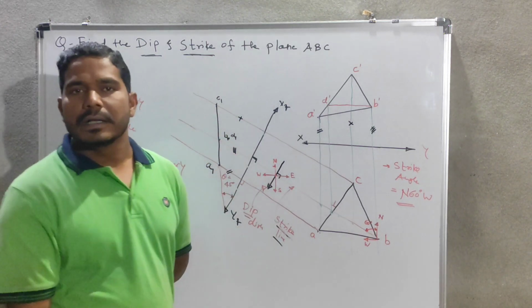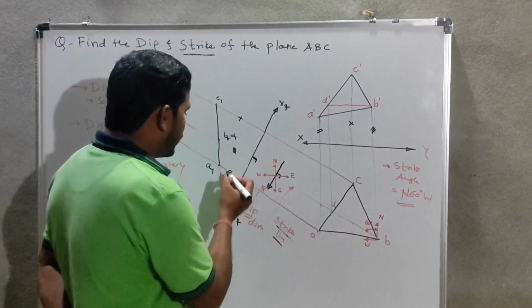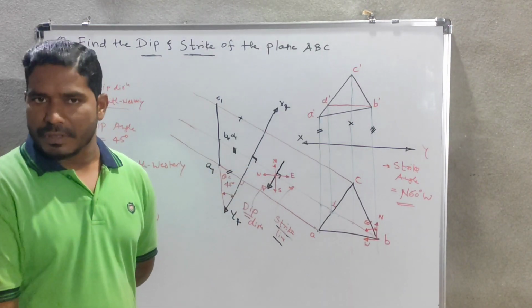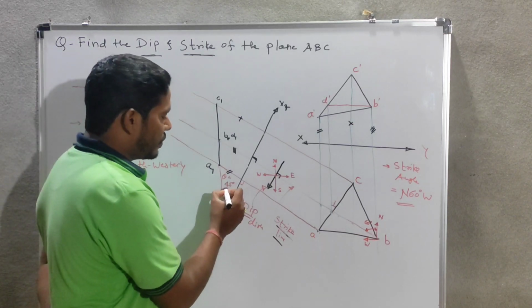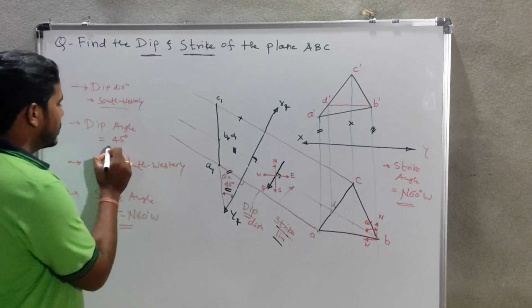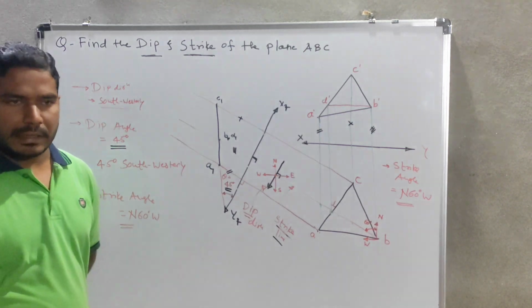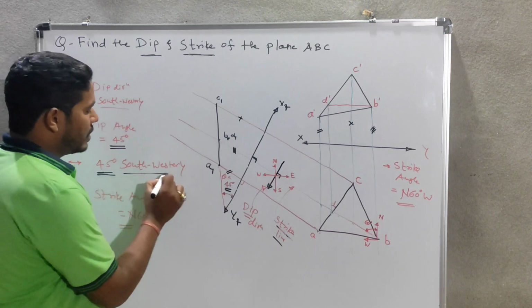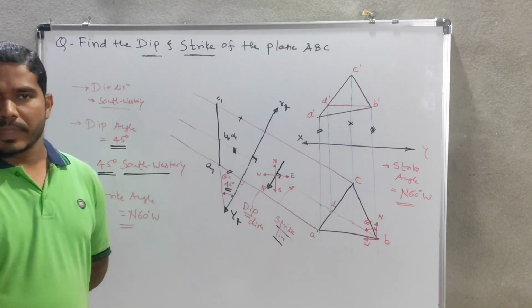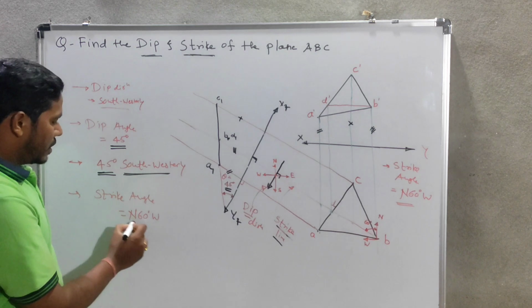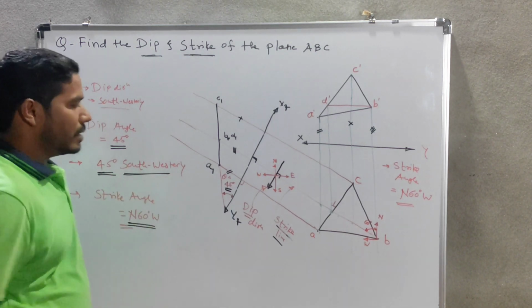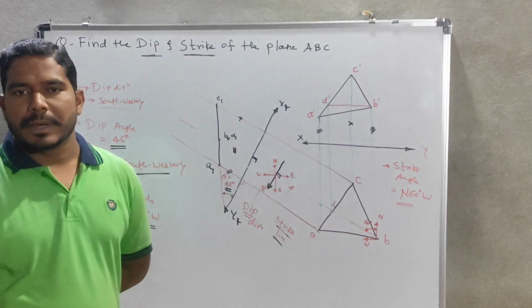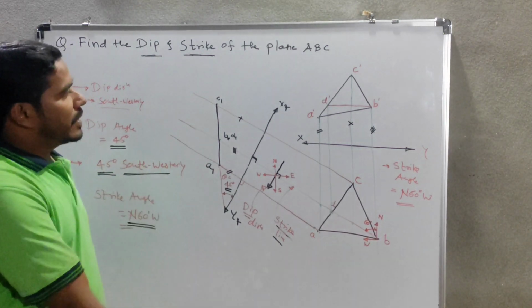Here you will get an edge view, and then you have to measure the angle made by this edge view with respect to the reference axis x1 y1. Suppose you get 45 degrees, then that will be our dip angle. In combined form, the dip angle and dip direction will be 45 degree south west, and we already have the strike angle, north 60 degree west. Like this we will get the dip and strike of the plane ABC.